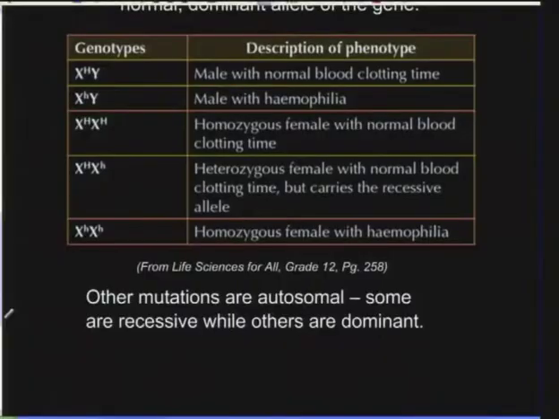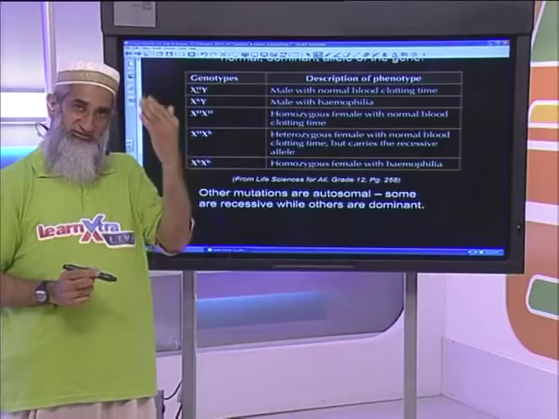And there we have a table to show what we are talking about. Look at the genotype, X^H, capital H, Y. That means that's a normal gene, so he has normal blood clotting time. Okay, let's just go back again.